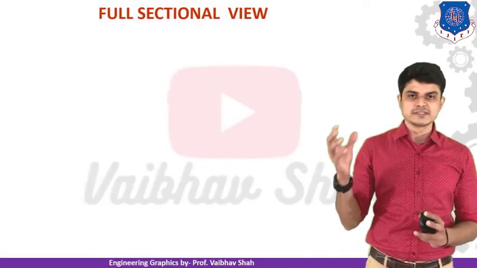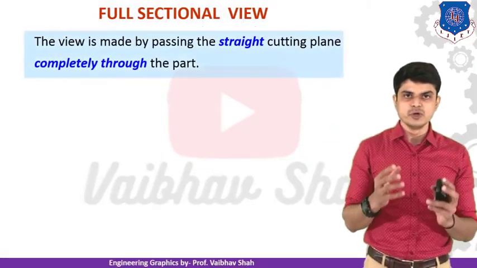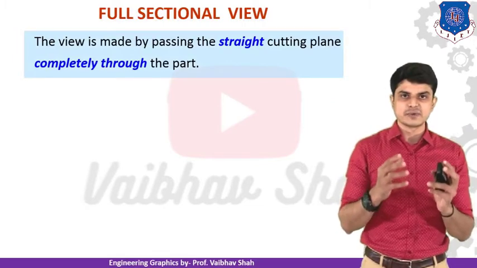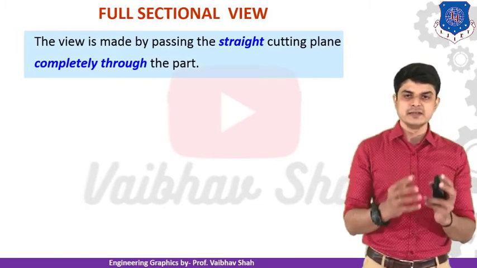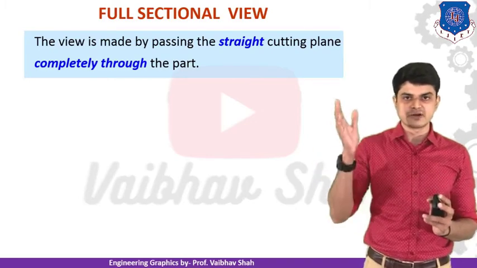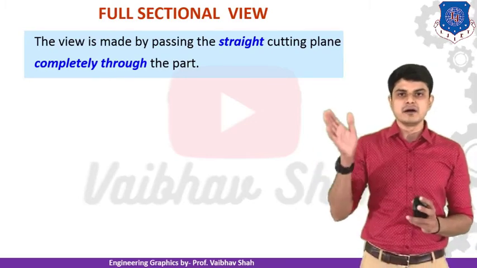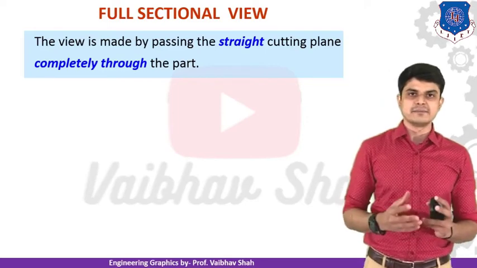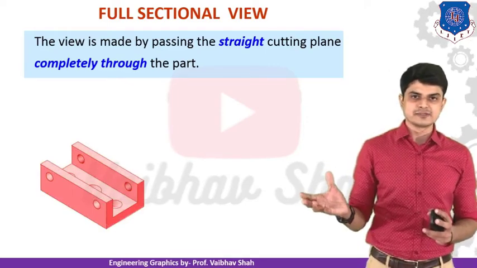So let us suppose this is a full sectional view. In this view, the view is made by passing a straight cutting plane completely throughout the part. So we will be having one element and we will be cutting that object throughout, from its length direction, and we will be having that element cut. So let us take one element. So this is the element.